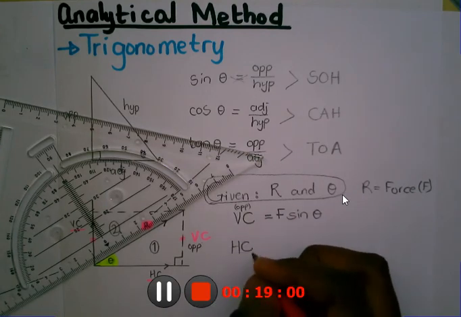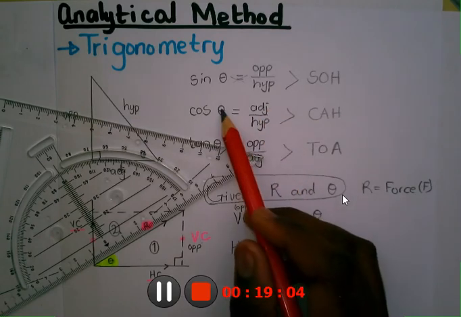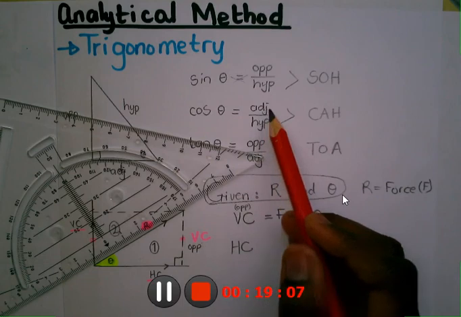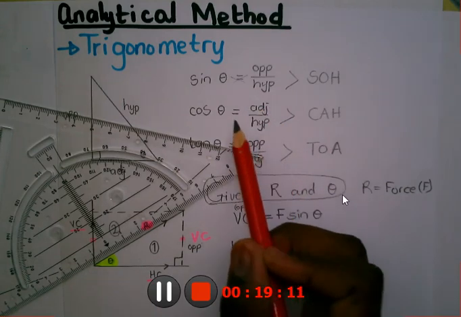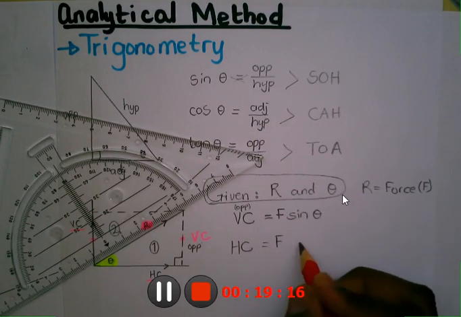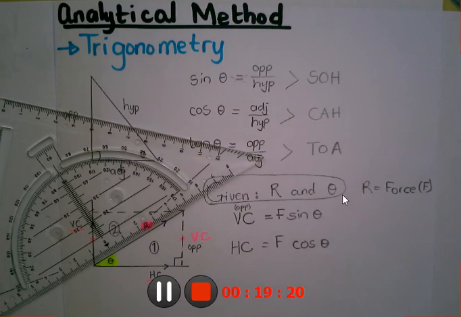For our horizontal component, we have the adjacent side and the angle. So we are calculating the adjacent side, which is our HC. We are given the hypotenuse and the angle, meaning we are going to use cos. So it will be force cos theta.